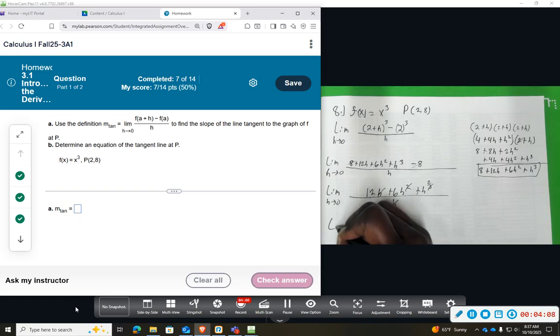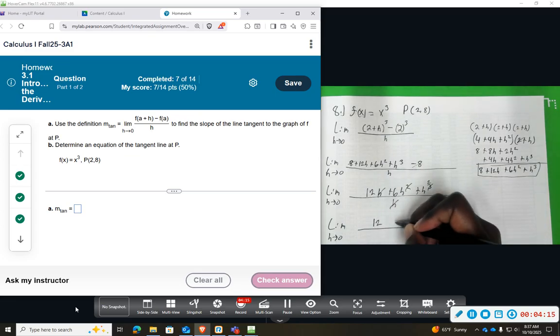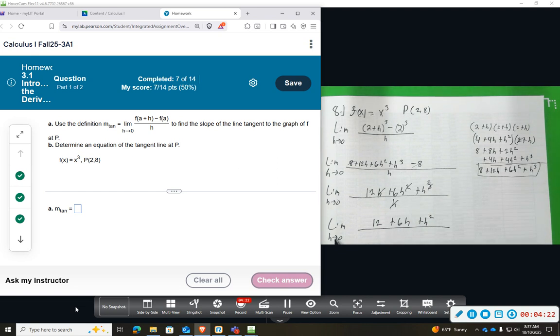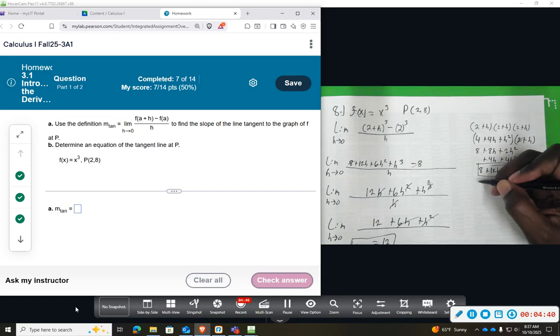That will leave us with the limit as h goes to 0 of 12 plus 6h plus h squared. We'll do direct substitution. I'll plug in a 0. So when you plug in a 0, 6 times 0 goes away, and 0 squared. So we're just left with 12. So m tan, or the slope of the tangent line, is 12.